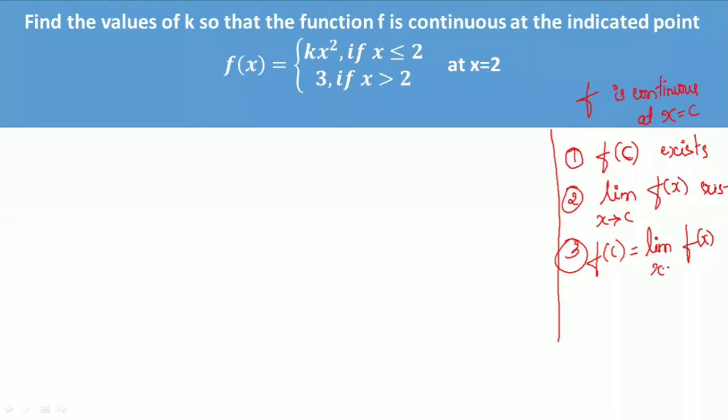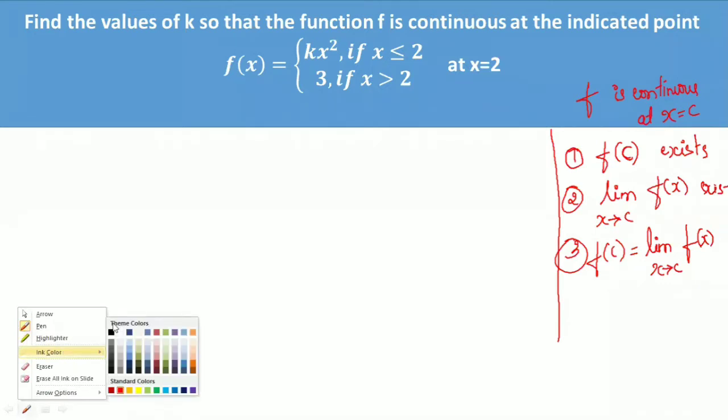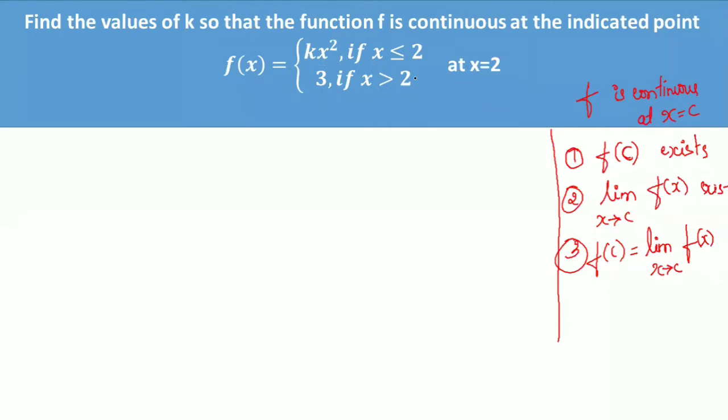These are the three conditions which you have to verify in order to check whether a function is continuous at x is equal to c. Okay, so now in this question they have already told us that the function is continuous. At which point? At x is equal to 2. So in place of c we now have 2.